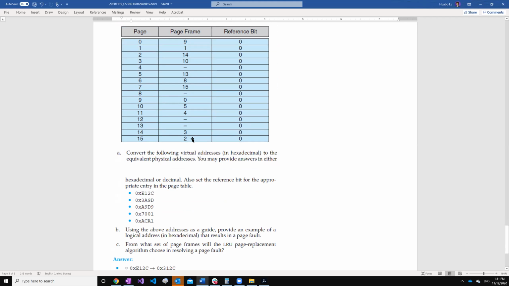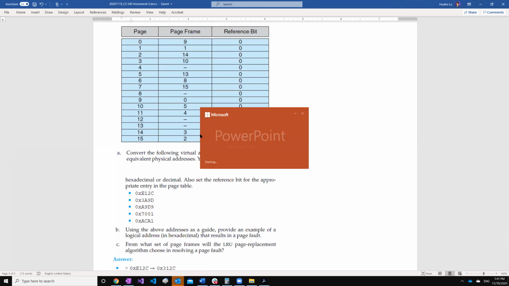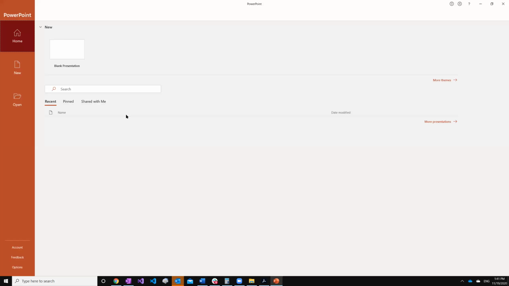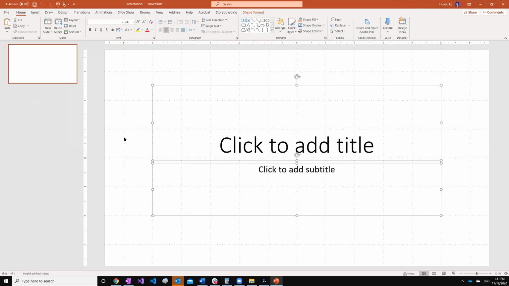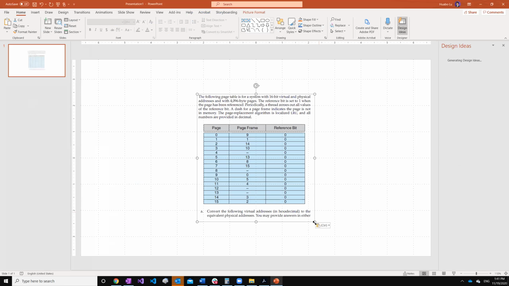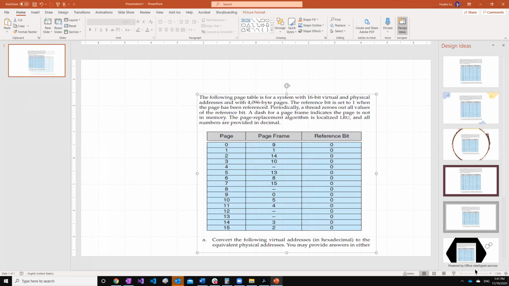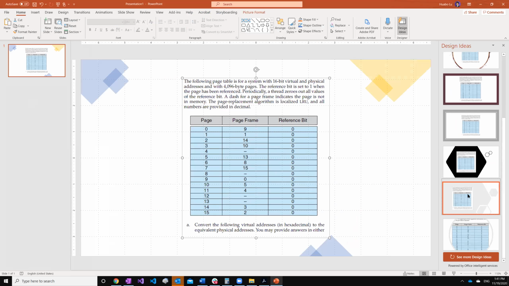Now it seems that I need to draw something on this table. Not a problem. I will just copy this table while you're still here and paste it here. And then according to the design, maybe I will choose this one. Yeah, just get some good ideas.